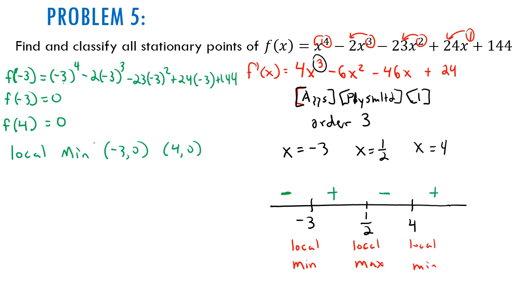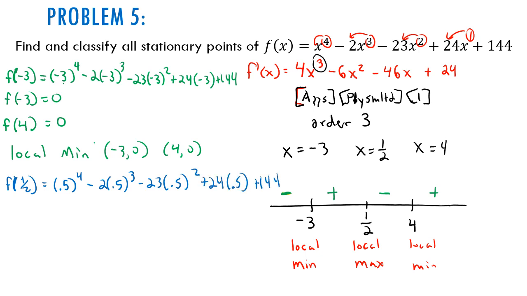Then I'm going to do the same thing for the local max. So I'm plugging in a 1/2. I'm just going to make it a decimal, 0.5 to the 4th minus 2, 0.5 to the 3rd minus 23, 0.5 to the 2nd plus 24, 0.5, and then plus 144. When I do that, I'm going to get 150.06. So my local max is (1/2, 150.06).